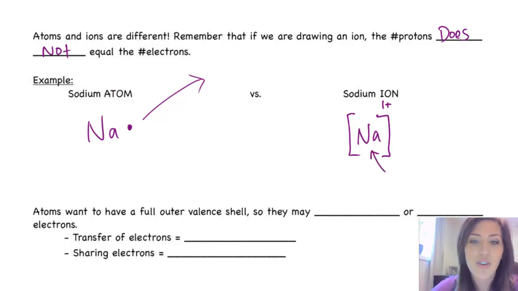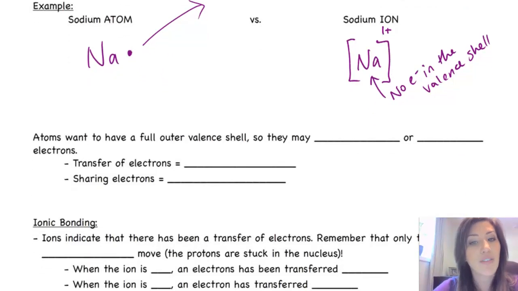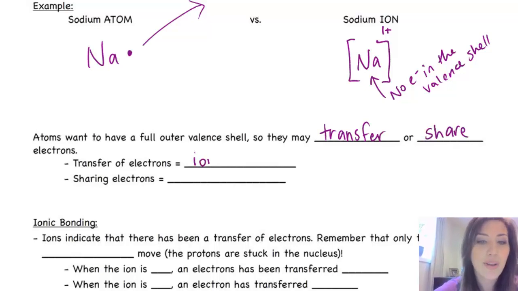Now you see that there are no dots around this Na. We don't show any dots because no dots, no electrons in the valence shell. So the one dot was in the valence shell and it got transferred over somewhere else. So now there are no electrons in the valence shell, so we don't show any. So atoms want to have a full outer valence shell. They may transfer, as we just saw in this example, or they may share their electrons. So transferring, we'd call this an ionic bond, and sharing would be a covalent bond.